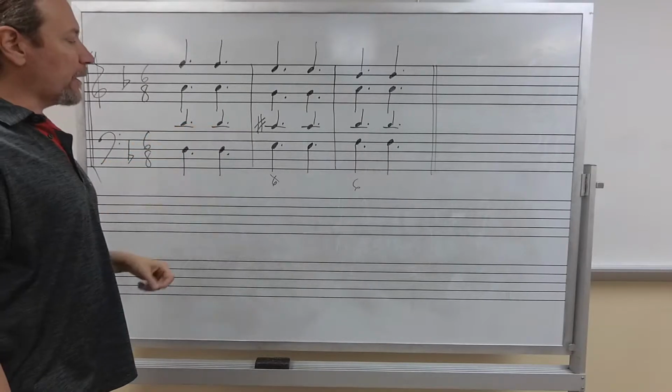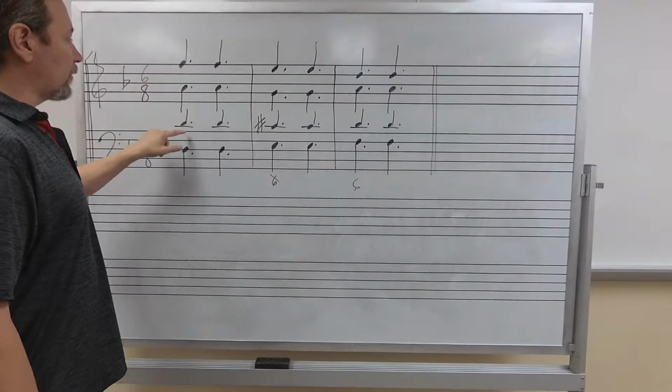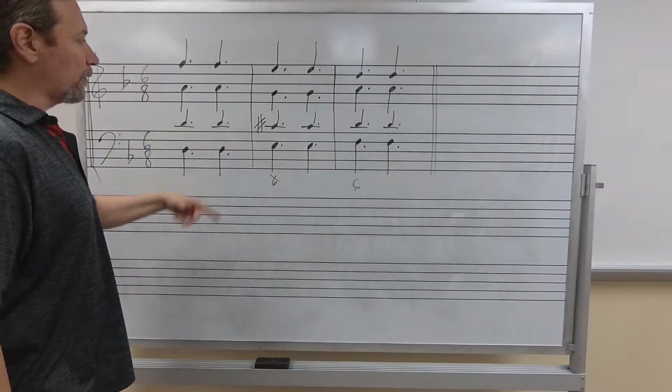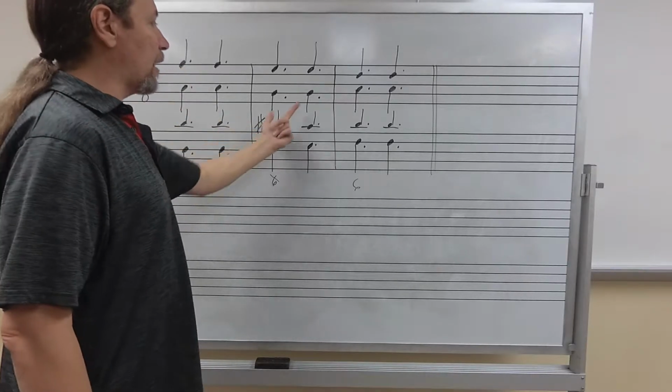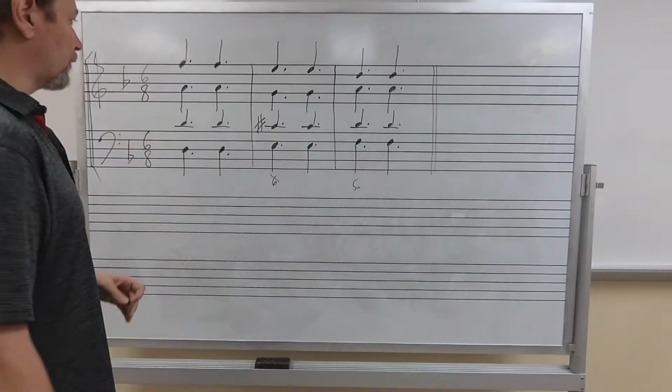And the dots are going to act just as we knew them from before. So if the note is on a space, the dot will go directly to the right. If the note's on a line, the dot will go up and to the right. Dots still always go to the right, of course.